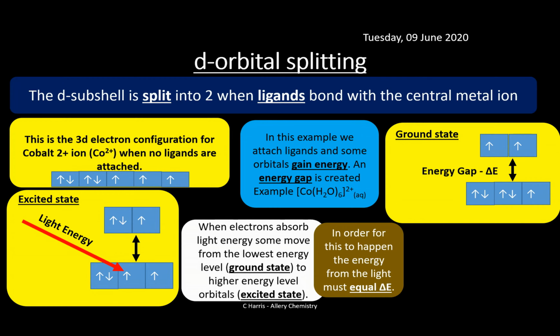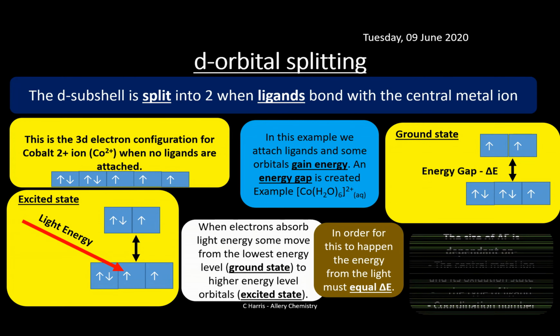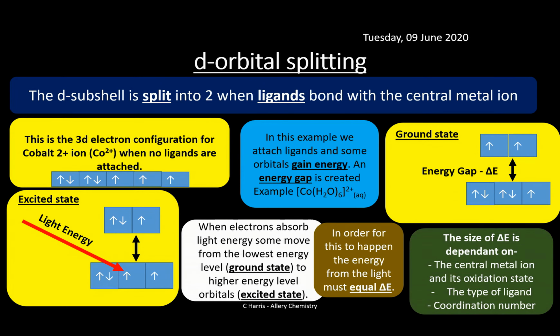Now that gap is dependent on certain things. So the central metal ion and its oxidation state. Depending on the metal ion in the middle will depend on what that energy gap, that delta E, is going to be. Also, the type of ligand can affect the size of that gap as well. And the coordination number can also affect the size of the gap. So, for example, if it's got 4 ligands or 6 ligands, or 6 coordinate bonds, or 4 coordinate bonds, or, well, you can get linear as well.